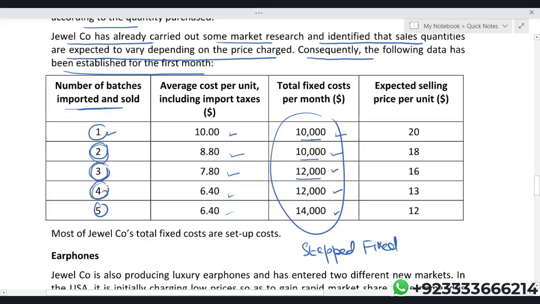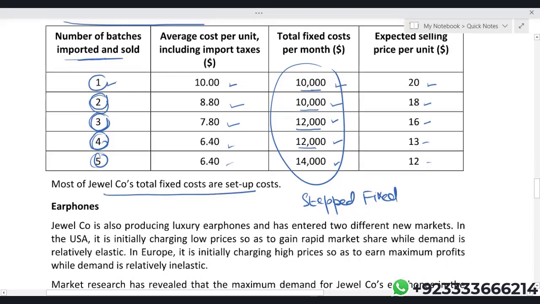If you are at 4 batches, it is 12. As soon as you go for 5, it becomes 14. So we can see that it's not the same at every level. So it's a step fixed cost. Expected selling prices per unit: we have 20. Obviously, in order to sell more units, you have to reduce the prices. Fine. Most of the Joule company total fixed costs are, they have also given a step fixed cost.